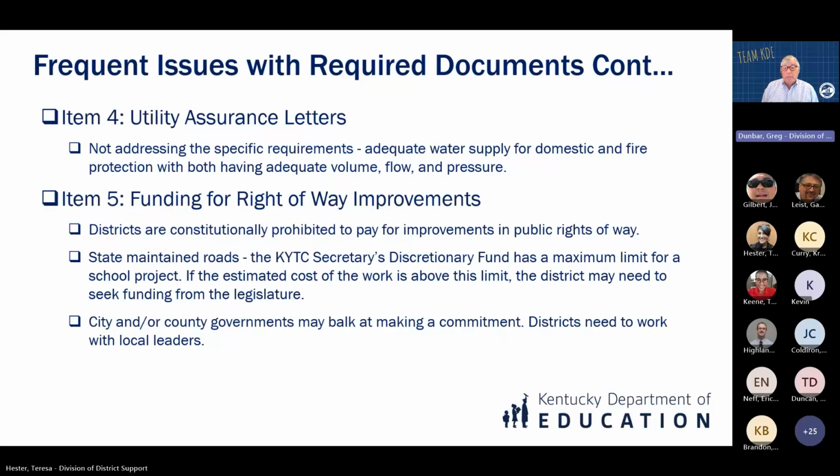City and county governments may balk at making a funding commitment. That's because they don't specifically provide this kind of thing in their budget. So when you send a request to confirm roadway adequacy and a funding commitment to your local authorities, you need to have a conversation with them.